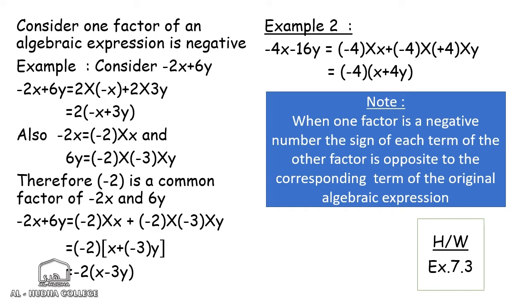Now you have 2 in both the terms, the first term and the second term. So you can take 2 as a common factor, and within the bracket you can write the remaining. From the first term you get minus x, and from the second term you have 3y. Therefore 2 into (minus x plus 3y) is the answer.